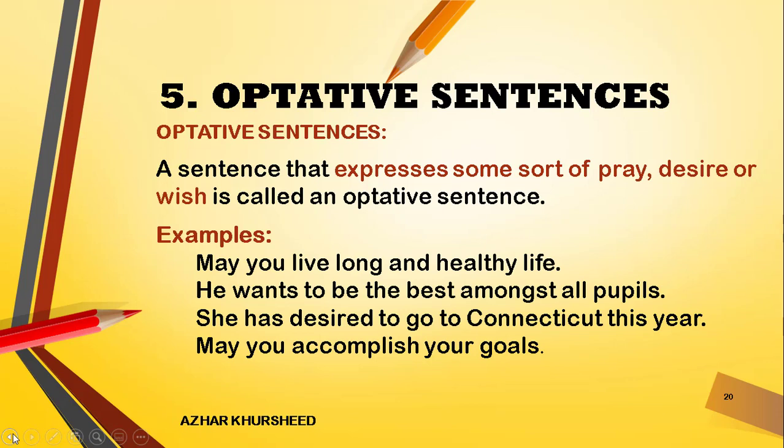In the exclamatory, we talk about feelings and emotions, and over here we are talking about some prayer or sort of wish. You all must have been asked a question: what do you want to be in your future when you grow older? And you'll answer, I want to be this, I want to be that. So these sentences are optative sentences in which you are showcasing your wish or desire.